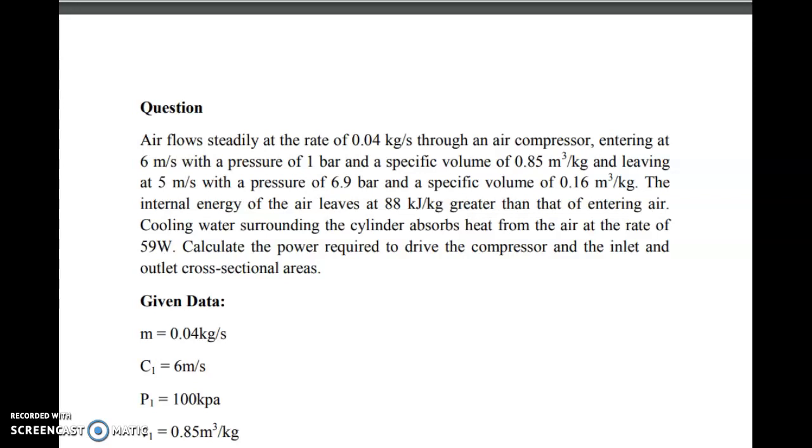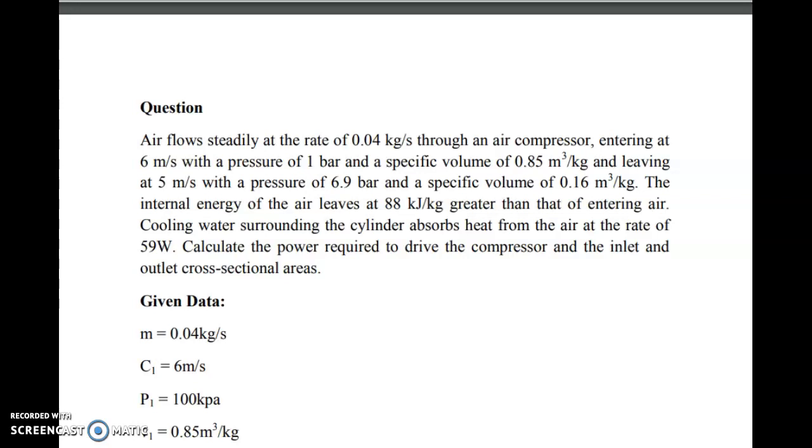At the inlet, they have given some properties of air: air pressure, air velocity, air specific volume. Similarly, the pressure, specific volume, and velocity at exit are also given. Okay, and also the internal energy of the air leaves at 88 kJ per kg greater than that of entering air.